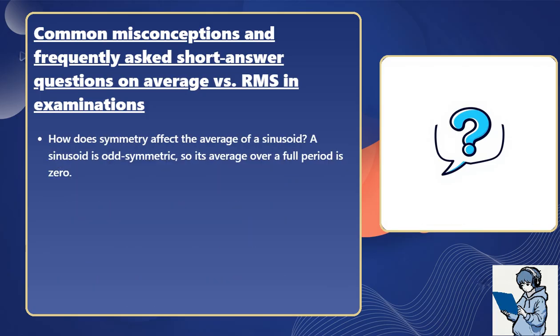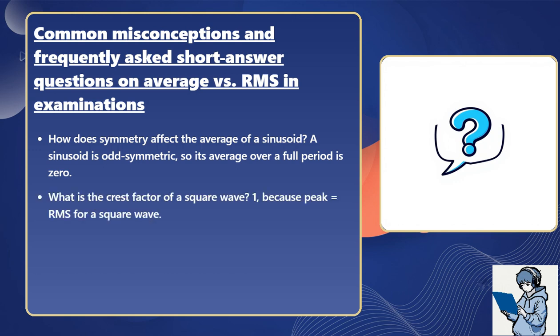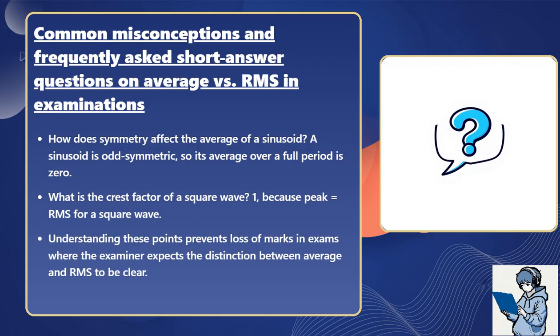How does symmetry affect the average of a sinusoid? A sinusoid is odd symmetric, so its average over a full period is 0. What is the crest factor of a square wave? 1, because peak equals RMS for a square wave. Understanding these points prevents loss of marks in exams, where the examiner expects the distinction between average and RMS to be clear.